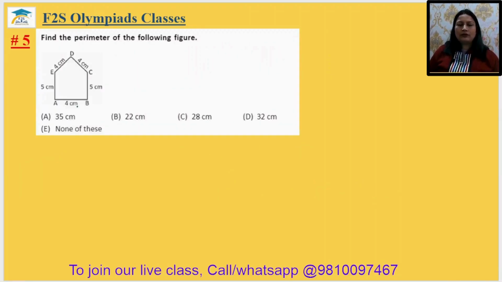Question number 5. Find the perimeter of the following figure. The perimeter of the figure, we know that it is the total length of the boundary. Okay. The total length of the boundary means 4 plus 5 plus 4 plus 5 plus 4. After adding all, you will get 22 centimeter. It is in the option number B. The fifth answer will be option B.